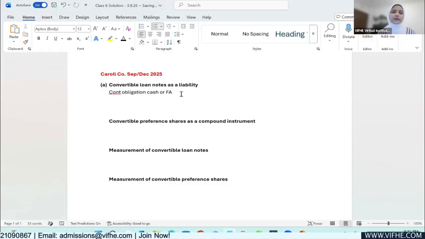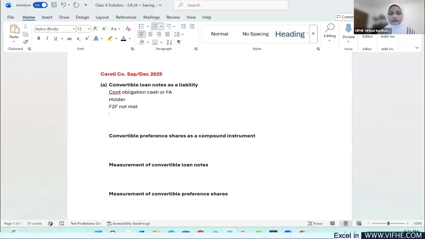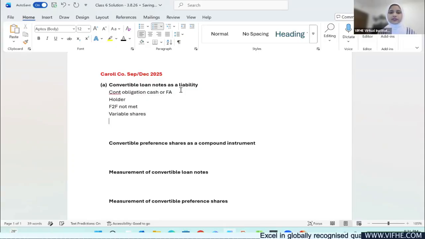Then I'm applying to the scenario. What helped me identify that it's a liability? That the holder has the right. Okay. The F2F test not met. Not met. Variable shares. So the conclusion is what? That it's a liability. So this is my structure.